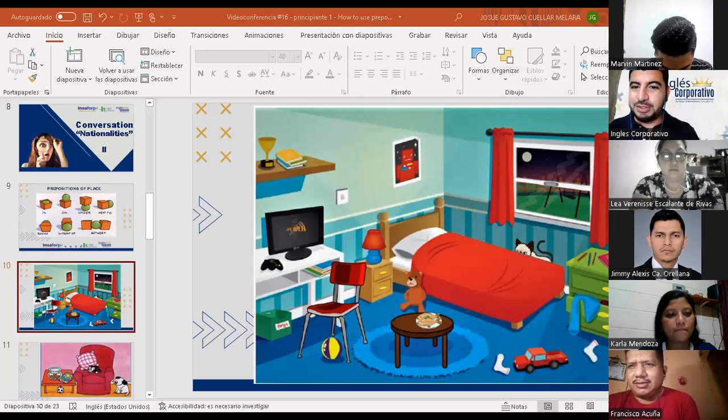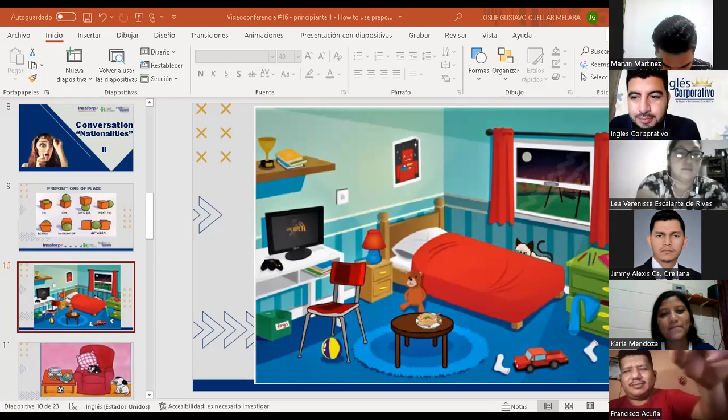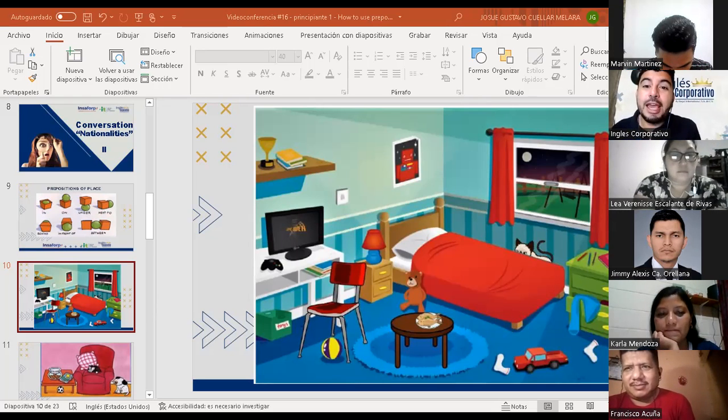Okay, I'm going to give you time, te voy a dar tiempo. Okay. Sí, Ivania and Jocelyn, no problem. Okay, the bear in front of the bed. Yes, the bear or the teddy bear is in front of the bed. Está enfrente de la. Nice.